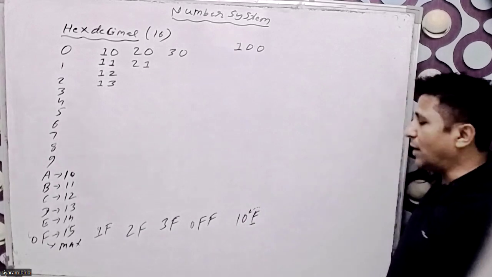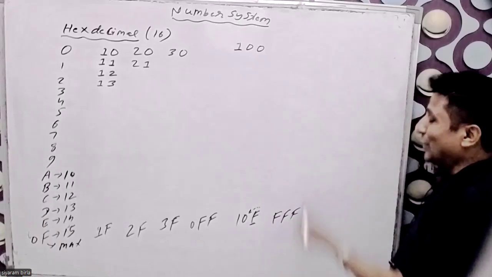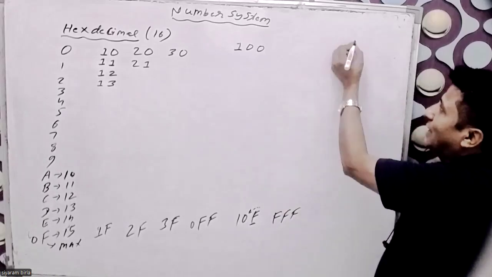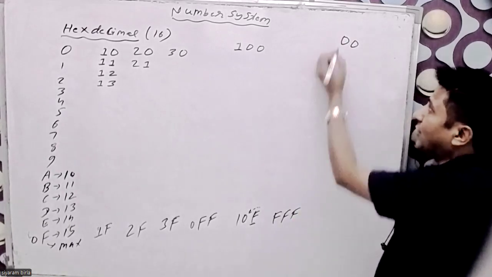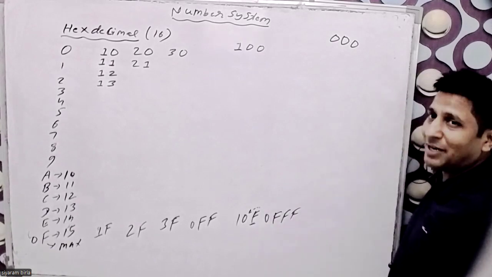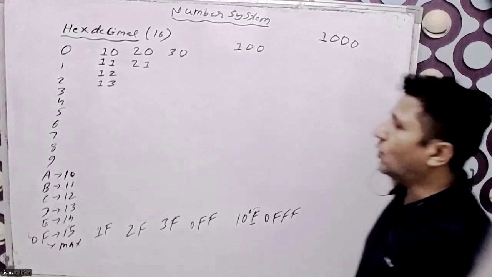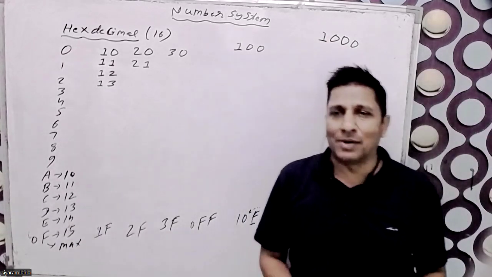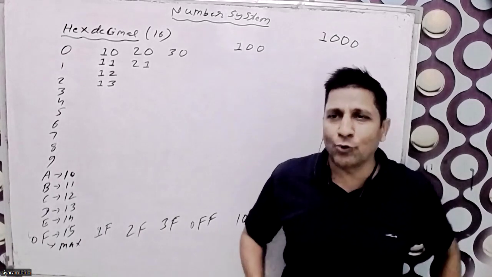Similarly, you can write many digits like FFF. After that, F cannot increase, so it will become 0. F cannot increase, it will become the 0. F cannot increase, it will become the 0. And the most significant bit is a hidden bit, it's a 0, so 0 will become the 1. So you can write many hexadecimal numbers here.